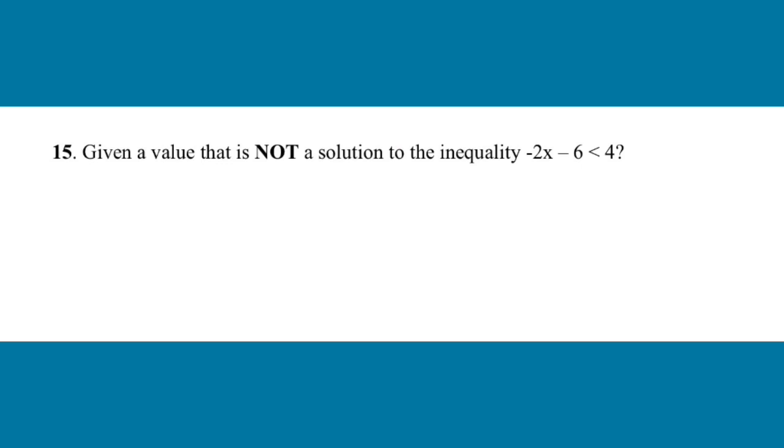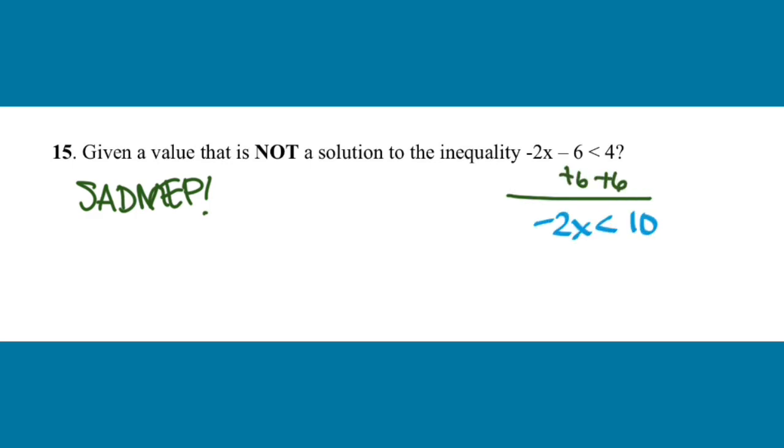Give a value that is not a solution to this inequality. So first I need to solve it using SADMAP. So I add the 6 to both sides. And I go to divide by a negative coefficient, which means I have to switch the sign. So I get x is greater than negative 5.